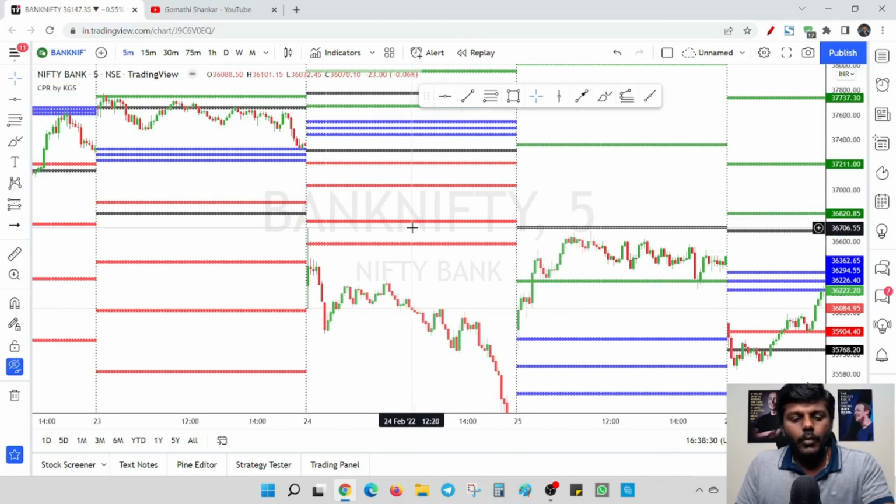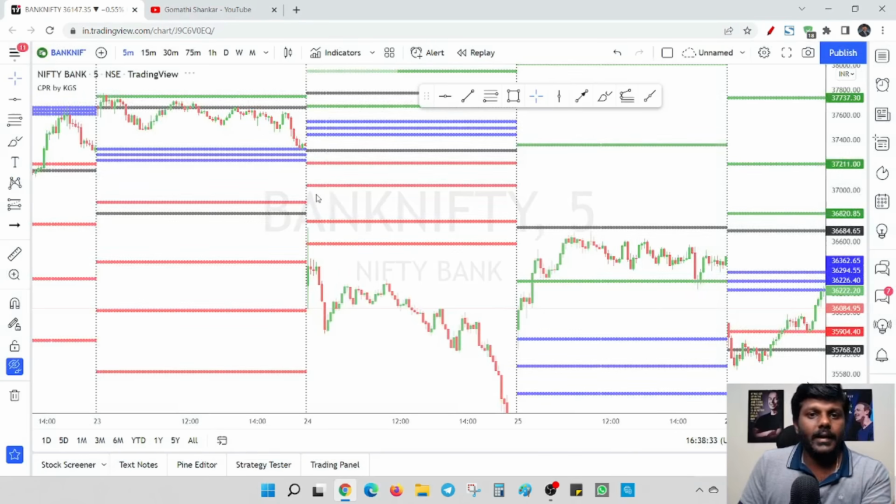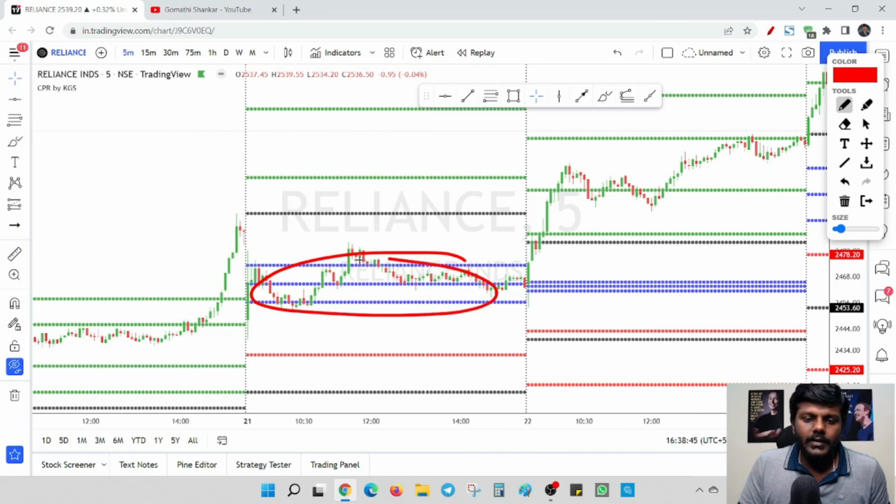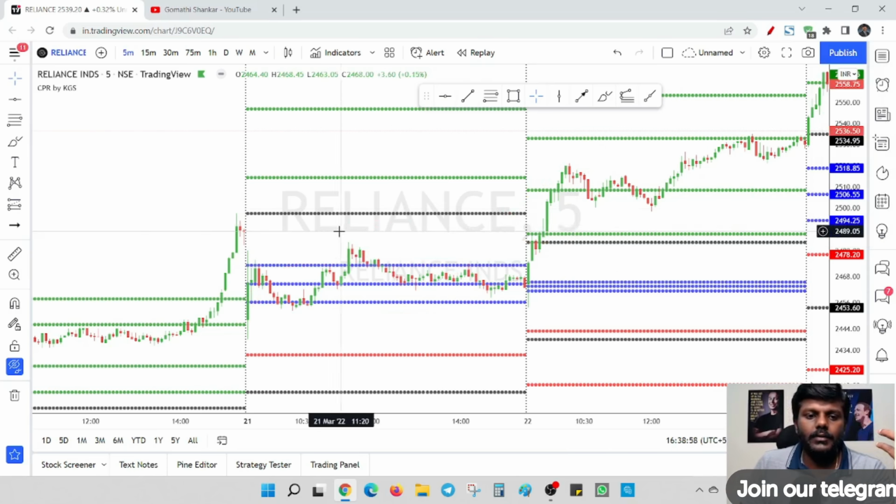So let me take one stock as an example, maybe Reliance. Now here the candles are trading inside the daily CPR, so it is a no trade zone. And the next day the candles are trading above the daily CPR, and the market is breaking R1 and previous day high. So this is a kind of trend reversal.